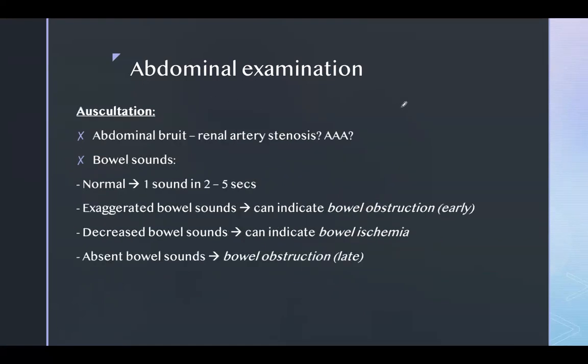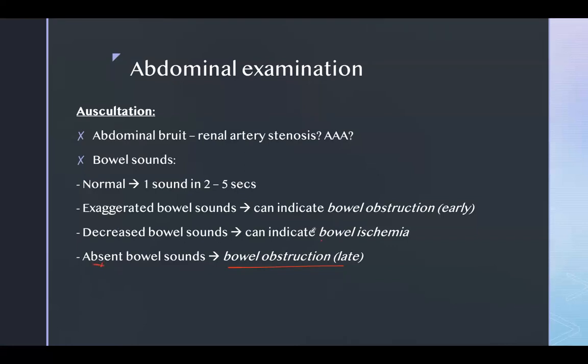Then for auscultation, the main thing you're looking for here is either a bruit or the bowel sounds. Bowel sounds, normally you would get one sound minimum in 2 to 5 seconds. So try to listen carefully and take 5 seconds minimum to hear one sound. If they've got exaggerated sounds, this may indicate early obstruction. In early bowel obstruction, the obstruction worsens the gargling sounds in the abdomen and exaggerates them. And when it's severe, or late, then you would expect to get absent sounds, no sounds at all.